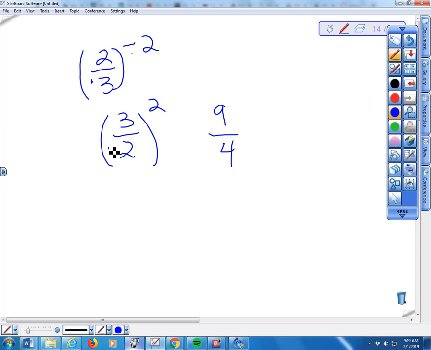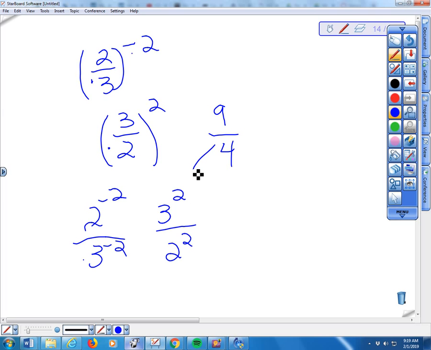Another way I could have done it is 2 to the negative 2 over 3 to the negative 2. The negative 2 means I flip it, so that goes in the bottom, 2 squared. This negative means I flip it, so that goes to the top, 3 squared. 9/4. Same thing. But because it's parentheses and raised to the exponent, all I have to do is just flip what's in the parentheses and then make the exponent positive. Questions on that? No.